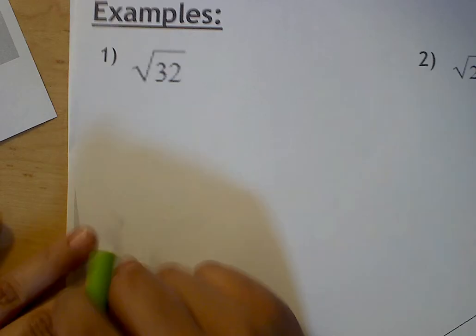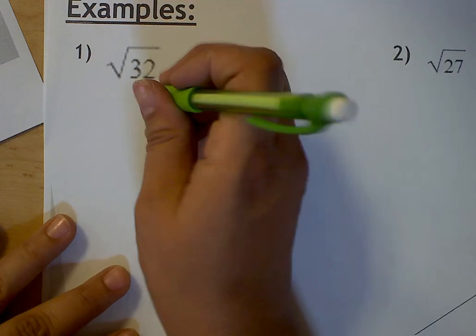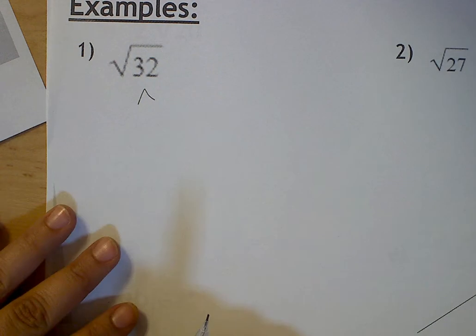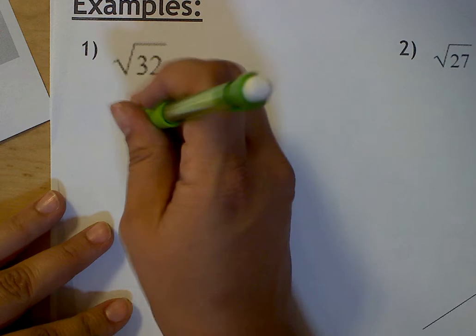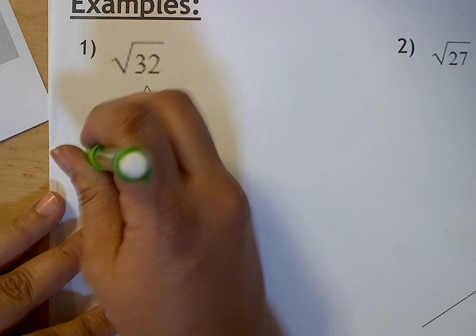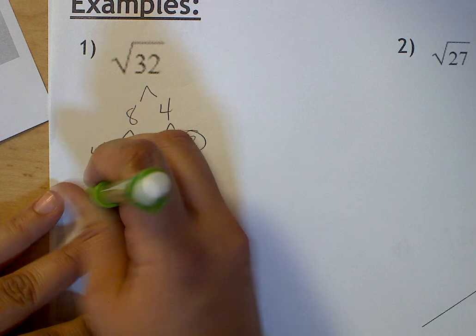Let's see, we're going to skip this piece. There is a shortcut. Let me show you the longer way first, and then I'll show you the shortcut. If we start with radical 32, we're going to do this the same way. Break it down to any two numbers that multiply to 32. I'll do 8 and 4. Then I get 2 and 2, 4 and 2, and then 2 and 2.